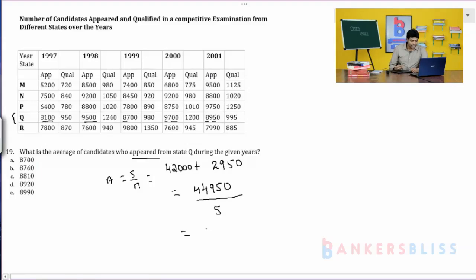So 5 8s are 40, 4 carry over, 5 9s are 45, 4 carry over, 5 9s are 45. So 8990 is the answer, that is option E. So problem number 19, option E is the right answer. Let's go to problem number 20.